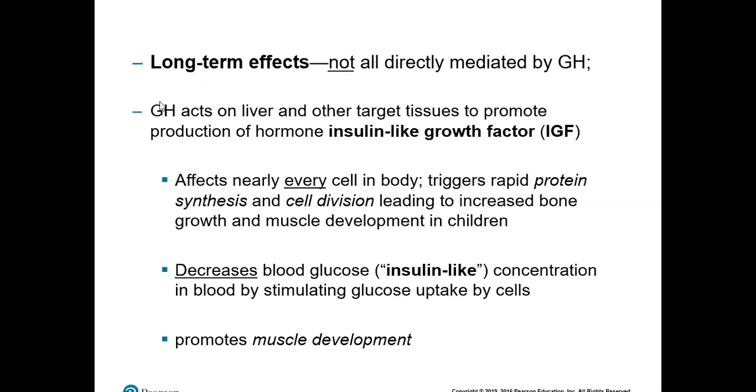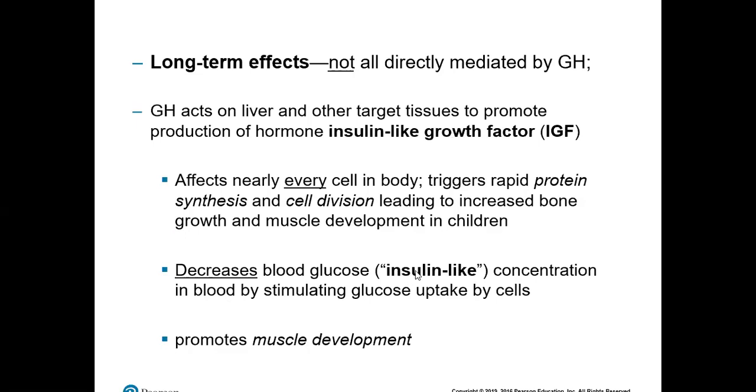What happens is there's an intermediate chemical, kind of a go-between type chemical, because growth hormone gets released and goes to target tissues such as the liver, and that produces another hormone called insulin-like growth factor, or IGF. And so this insulin-like growth factor is kind of what it sounds like. It is similar to insulin in that it lowers your blood glucose levels, and we'll talk more about insulin when we get to the pancreas.